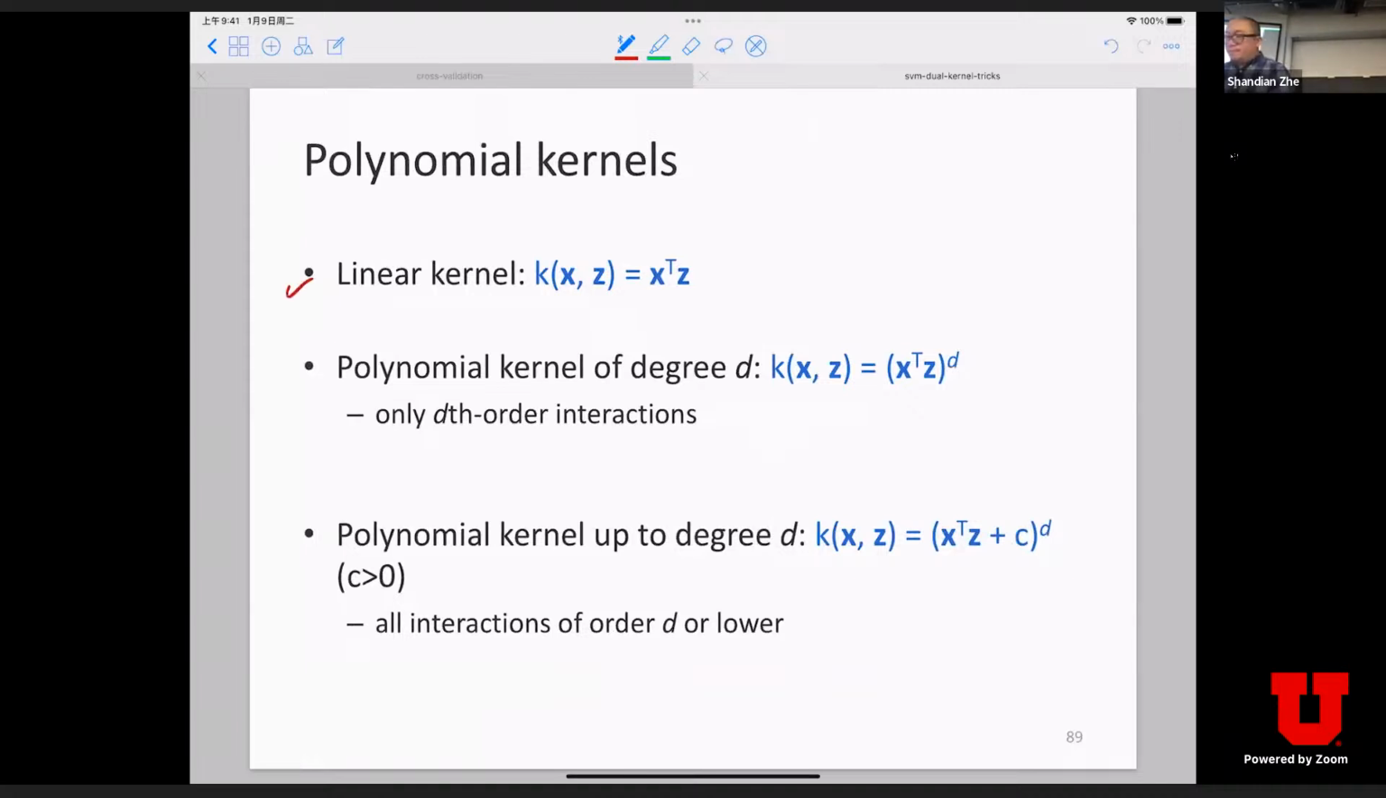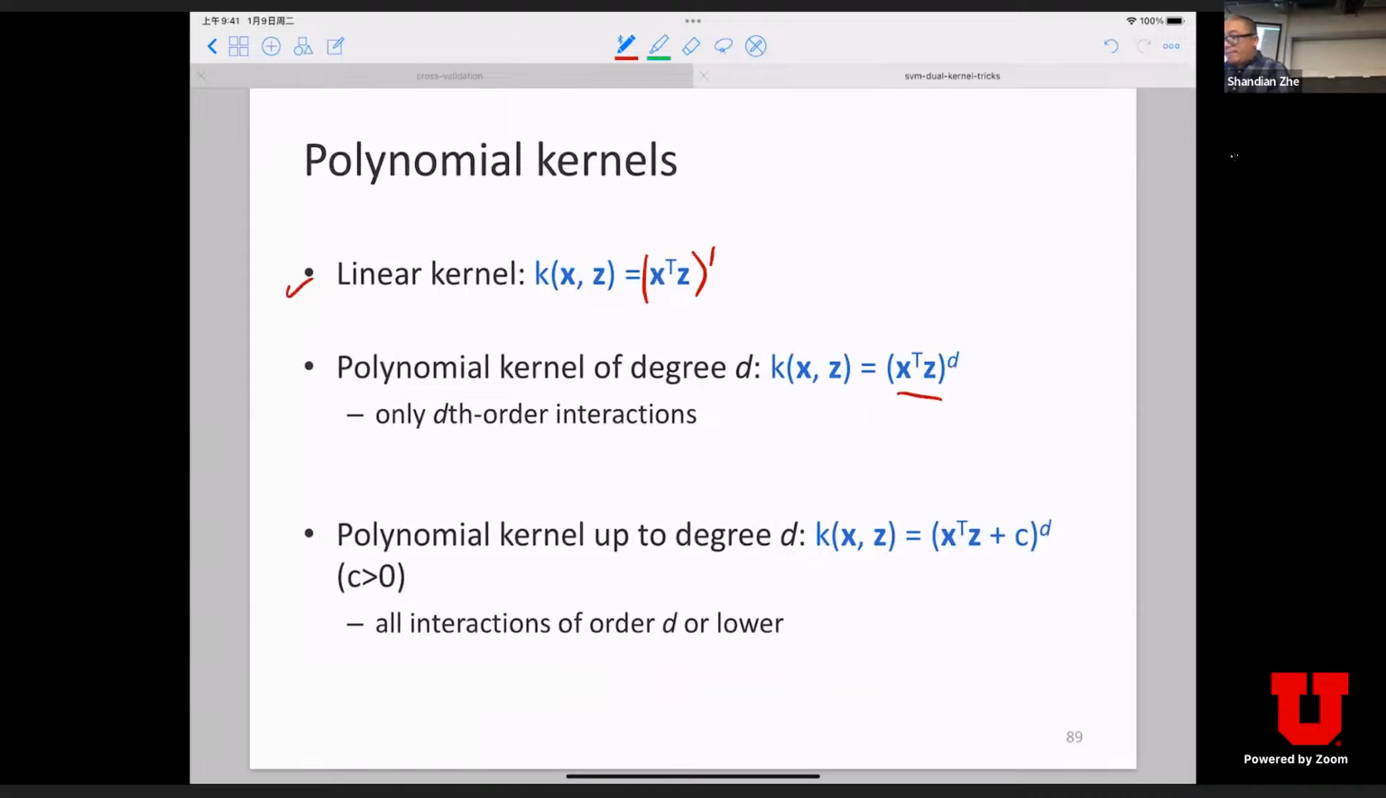First, the linear kernel. That is, you take the inner product between x and z. You don't do anything. That means the feature mapping is just the identity mapping. Or you can view it as you do a dot product and then take the power of 1. And in general, you can take the power of d. Then it's called polynomial kernel of degree d. So basically, you take the dot product between x and z and take the power of d.